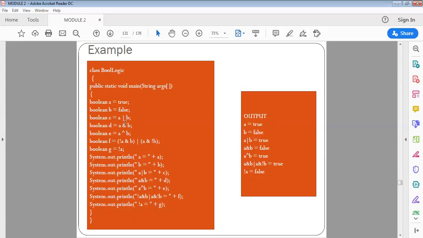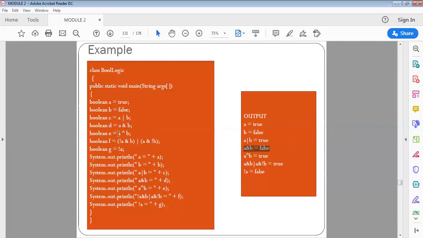True or false. This is the single bitwise or operator. True is taken as 1, and false is taken as 0. So 1 plus 0 will result in 1 only. So c will be true. So A or B is equal to true. Next, d is equal to A and B. A and B means true into false, 1 into 0. So 1 into 0 will always give you 0 only, that is false.